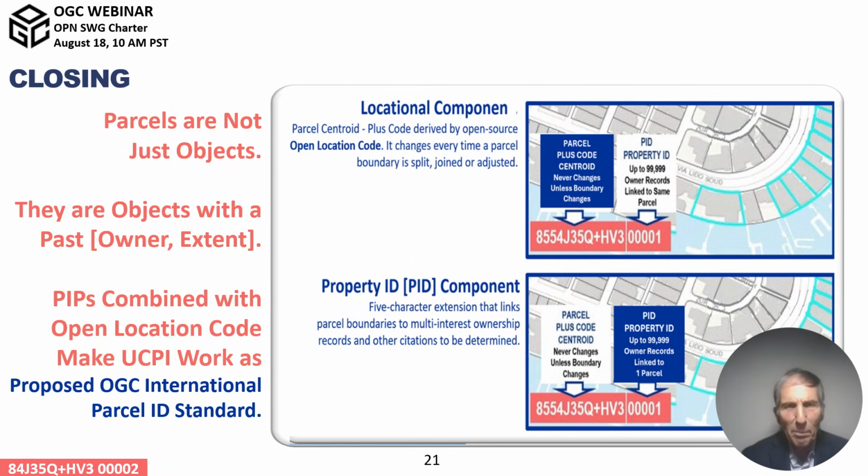In closing, remember parcels are not just objects. They're objects with a past: owners and past extents. PIPs combined with open location code makes UCPI work as the proposed OGC International Parcel ID standard.